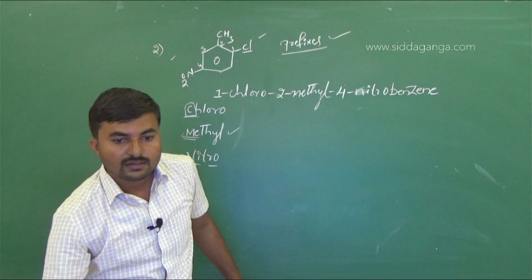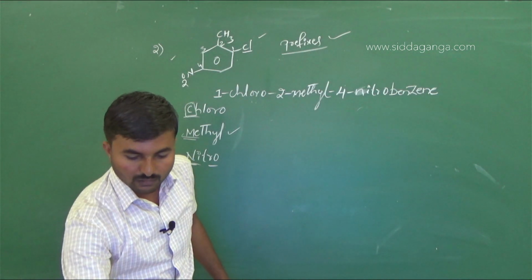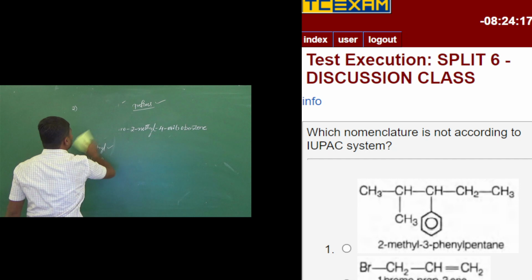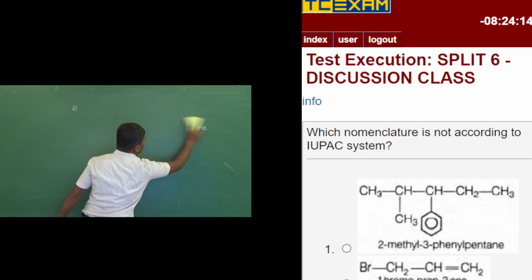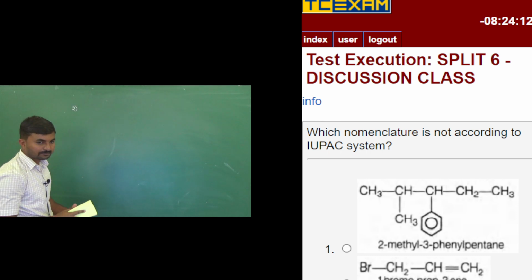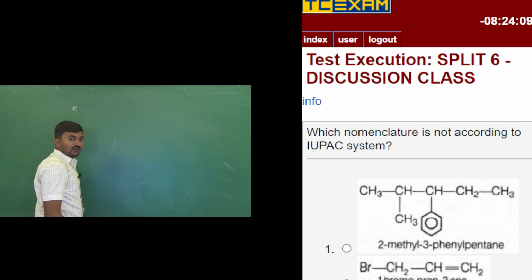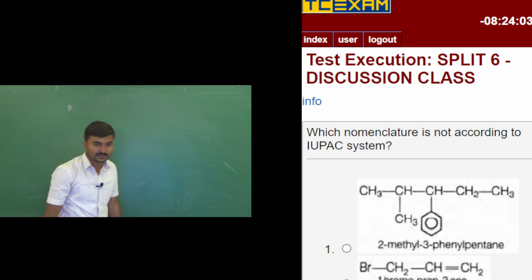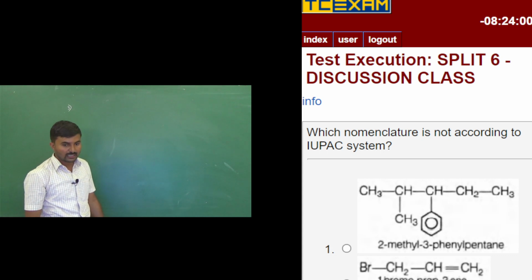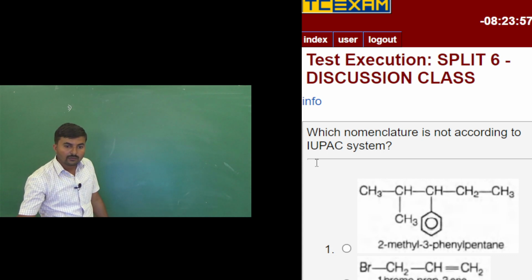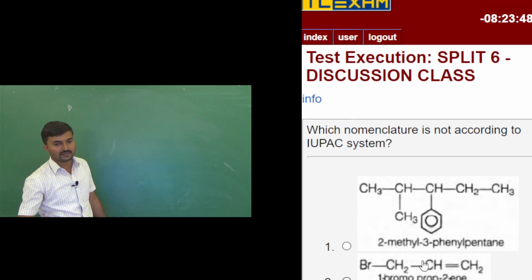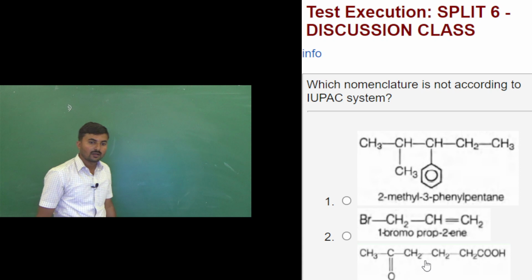Okay, so the next question is like this, which includes the correct match for the given IUPAC nomenclature. Actually the question is: which nomenclature is not according to the IUPAC system? They have given some examples, and with respect to that they have given the IUPAC nomenclature. Out of that, one of the structures is not matched with its IUPAC name, and we have to identify that particular compound.